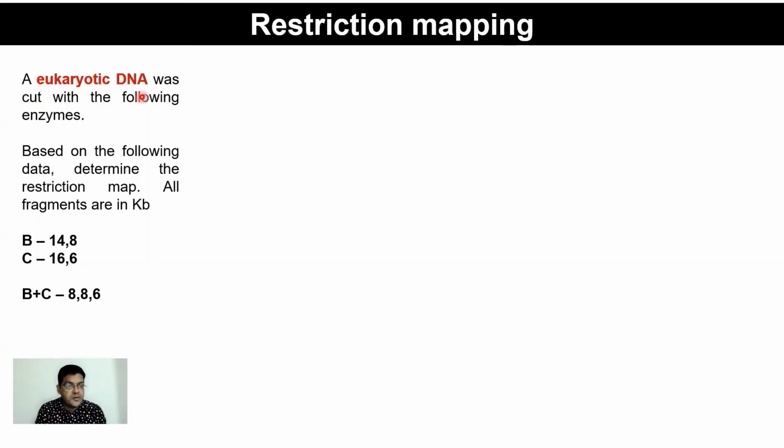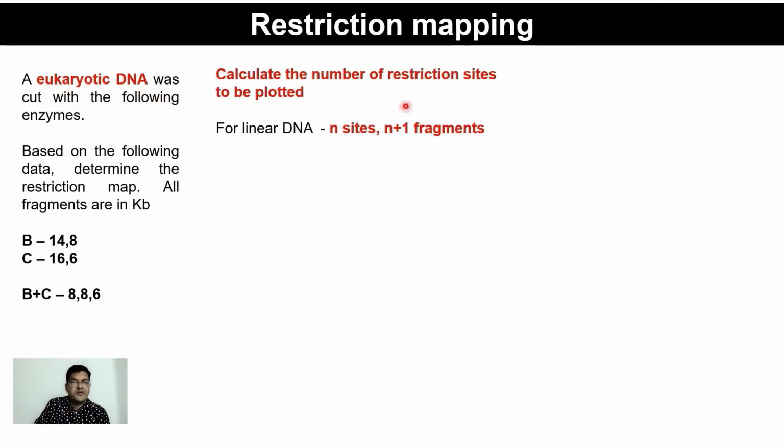So the information on the nature of DNA, whether it is circular or linear, can be explicit or it could be implicit, and you should be able to decide for yourself whether your DNA is linear or circular, because I've already shown you that for the same number of restriction sites, the number of fragments obtained in circular DNA is different from the number of fragments obtained in linear DNA. So now we know in this case very clearly that our DNA is a linear DNA. So here you are, calculate the number of restriction sites to be plotted. For linear DNA, you know, n restriction sites give you n plus 1 fragments.